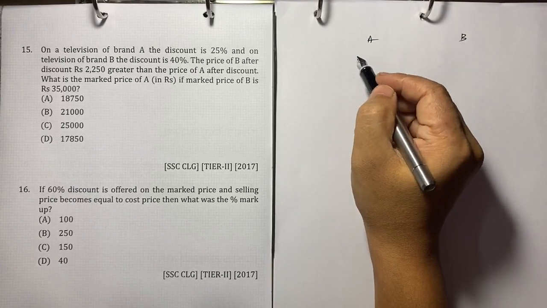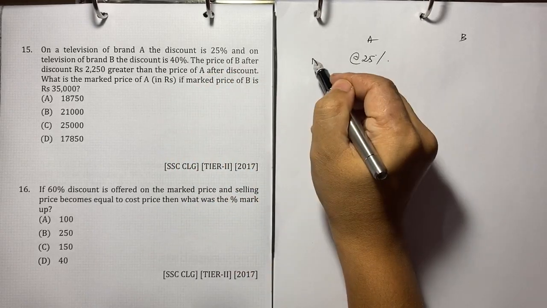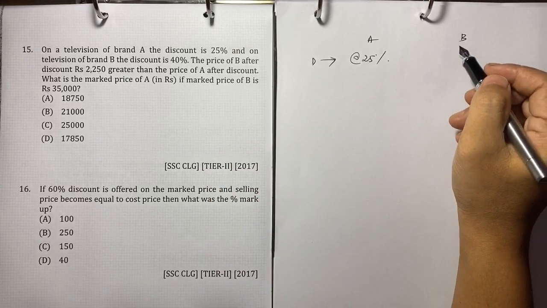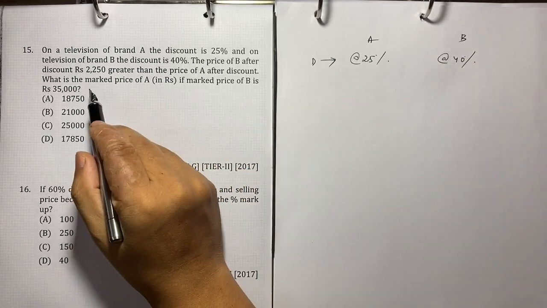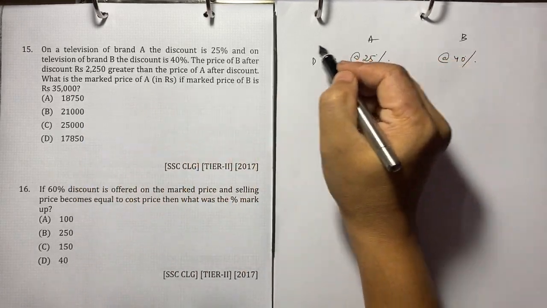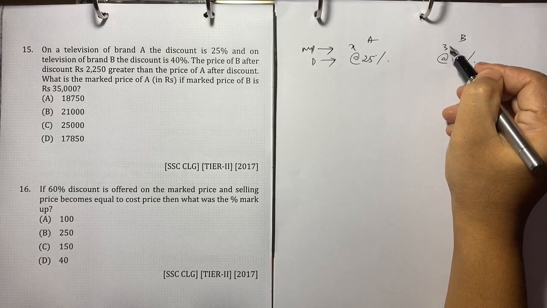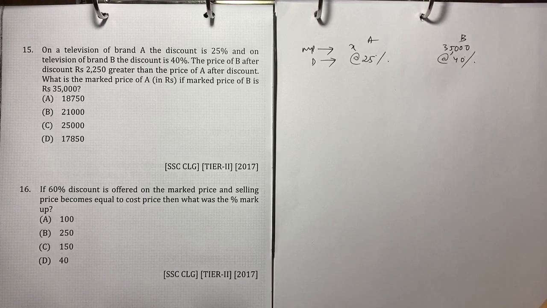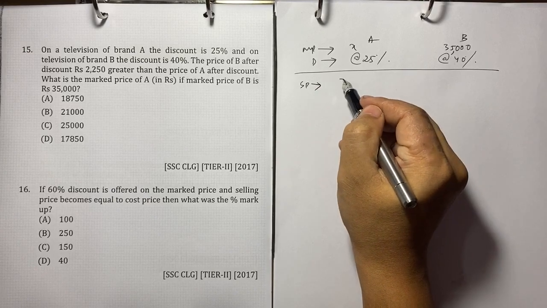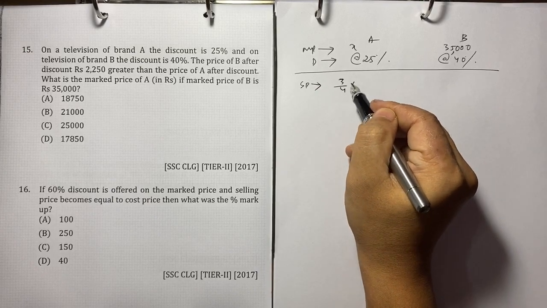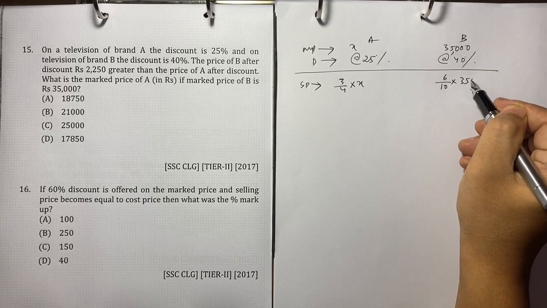For A, the discount is 25%. For B, the discount is 40%. The mark price of B is 35,000. Then the selling price of A will be 75%, which is 3 by 4 into X. The selling price of B will be 6 by 10 into 3500.